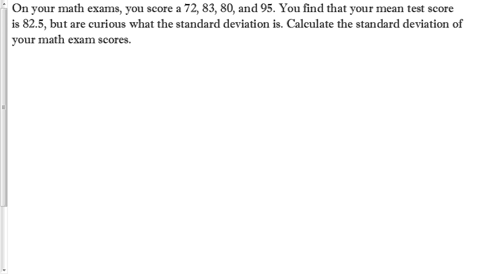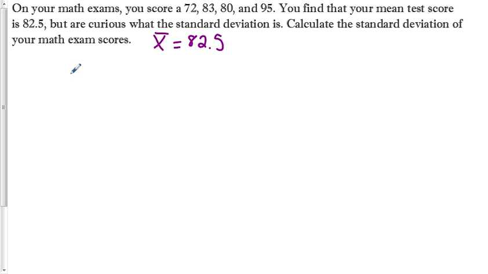First, let's calculate a standard deviation. On your math exams, you score 72, 83, 80, and 95. You find that your mean test score is 82.5, but are curious as to what the standard deviation is. Calculate the standard deviation of your math exam scores. Well, first, if they tell us that the mean is 82.5, let's make note of that and we'll come back to it in a few minutes.